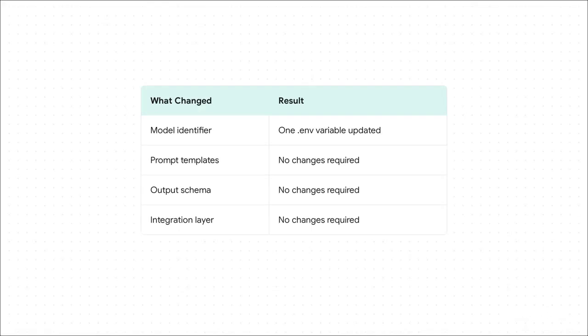So, why was it so fast? I mean, this is the magic right here. Look at this table. The only thing they had to change was one line in a config file. That's it, just the model's name. The prompt templates, the output format, the whole integration layer, they didn't have to touch a single line of code. That is the power of building a proper abstraction layer.